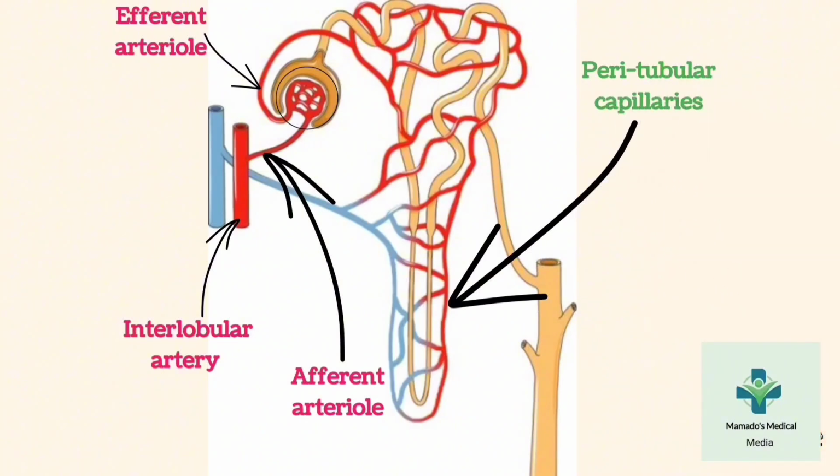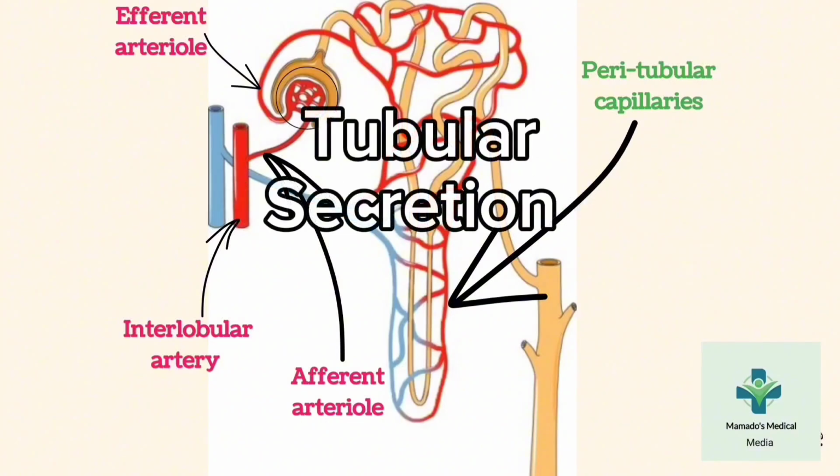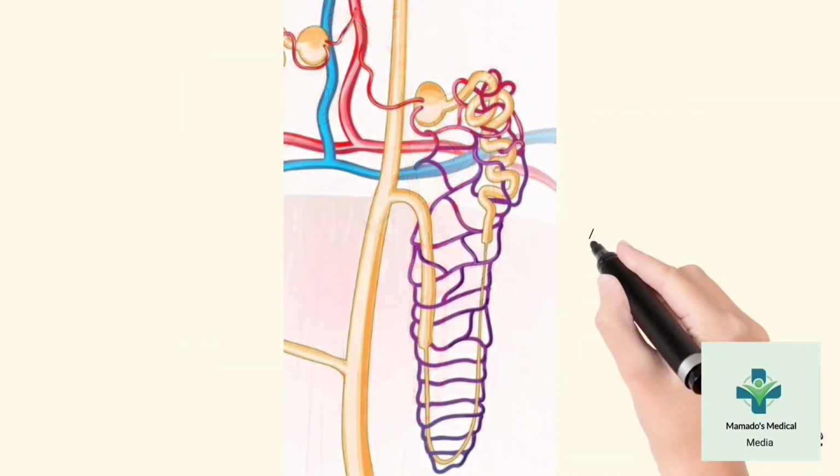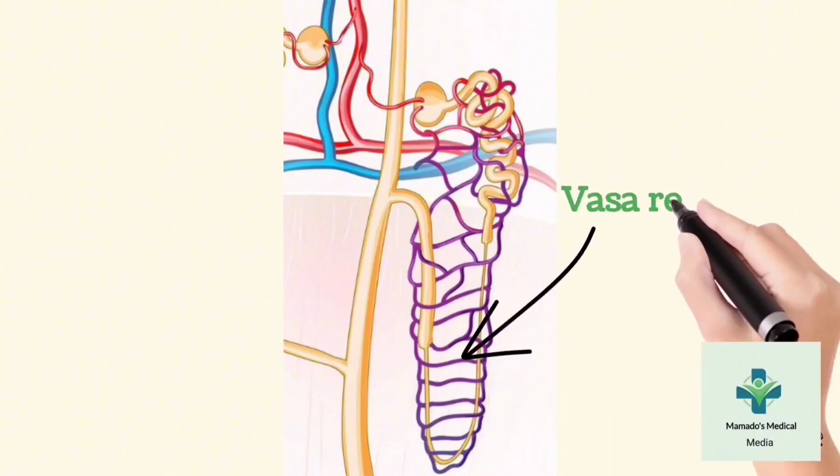These capillaries wrap around the tubules and play a key role in tubular reabsorption, where filtered substances like glucose, water, and electrolytes return back to the bloodstream, and tubular secretion, where certain waste products are added to the tubule from the blood. But in juxtamedullary nephrons, things go deeper, literally.